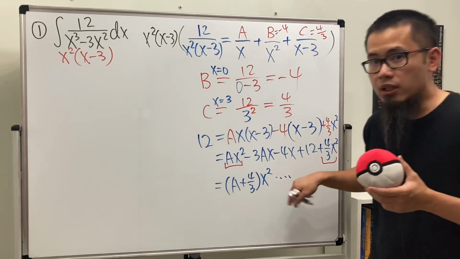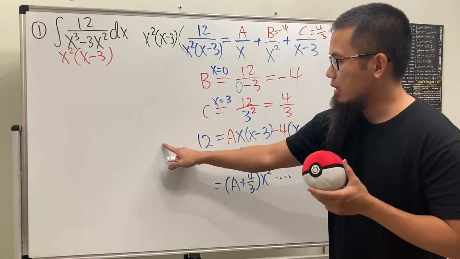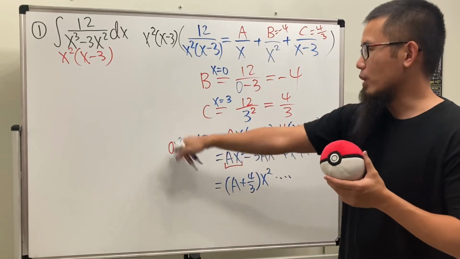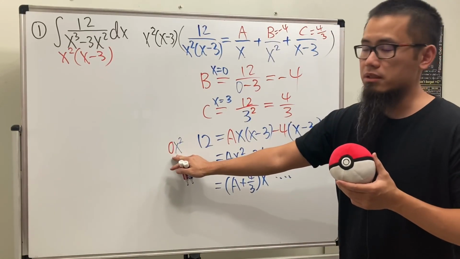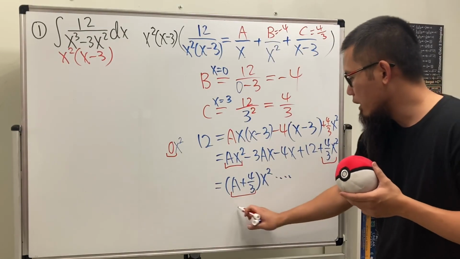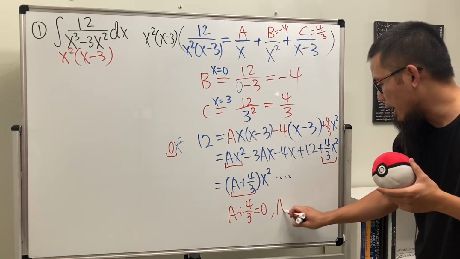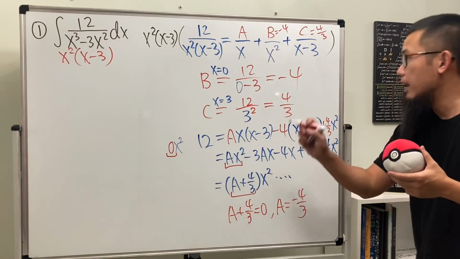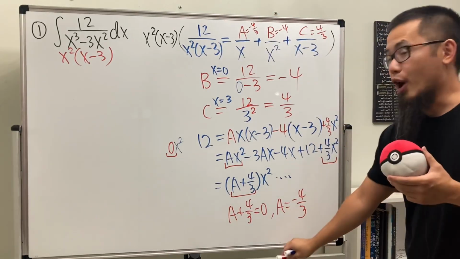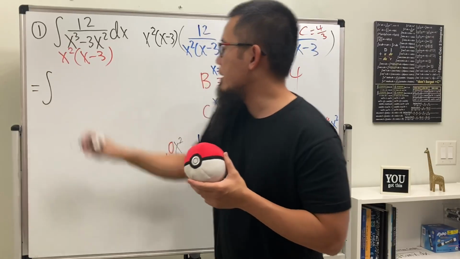We really don't need any of them anymore, because this right here tells us, because on the left hand side we pretty much have 0 x squared, right? Because there was no x squared term in the first place. So that means the coefficient right here is 0, so this right here should be 0. A plus 4 over 3 is equal to 0. That means a has to be negative 4 over 3. So we can just come here and say a is equal to negative 4 over 3. Done deal. Cool.